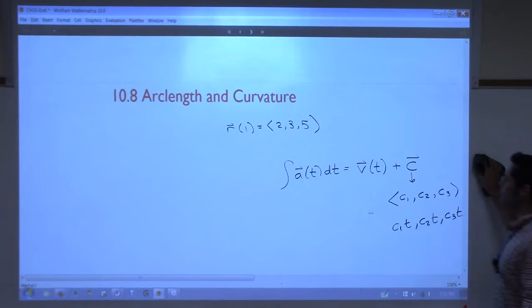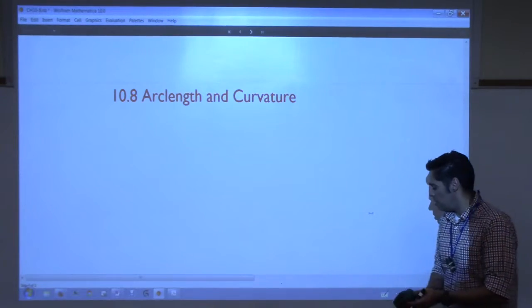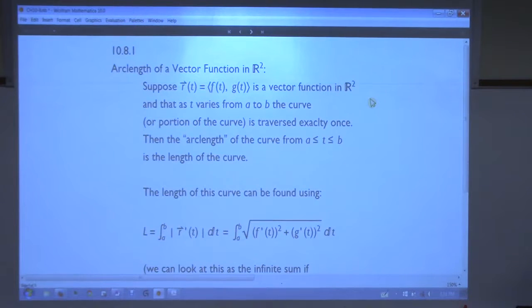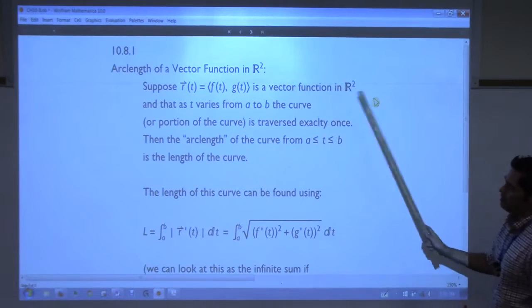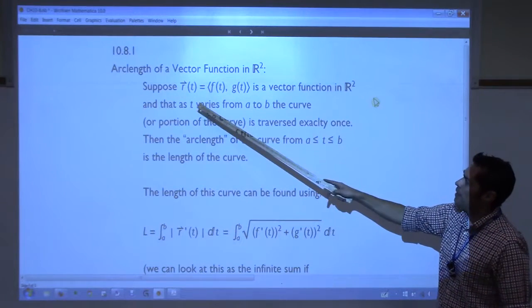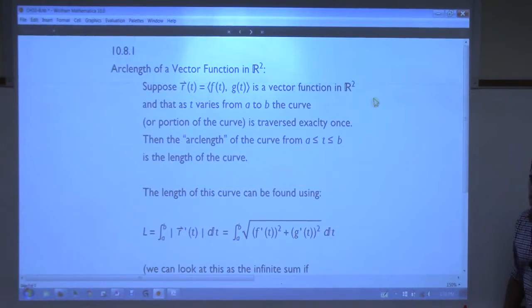Okay, arc length and curvature. This is more applications of derivatives and integrals. Lots of notes here. Arc length of a vector function. A few little subtleties I have to make sure you understand before you start using this formula. You've got a vector function, r of t. It has two component functions, f of t and g of t. Let's say that that's a two-dimensional curve, right?